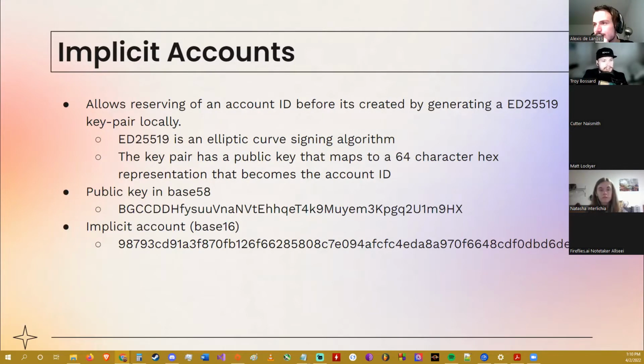Near protocol also has implicit accounts, which allow the reserving of an account ID before it's created by generating an ED25519 key pair locally. ED25519 is an elliptic curve signing algorithm, which is similar to ECDSA, the elliptic curve digital signature algorithm, which is utilized in many other blockchains. The key pair has a public key that maps to a 64-character hex representation that then becomes the account ID. Here you can see some examples of what that might look like. Whenever you create an account in Near Wallet, before it's funded or before you choose your human readable account name, this is kind of what it's going to look like. And then once you fund your account, you can choose your Near name and it becomes a human readable account name.